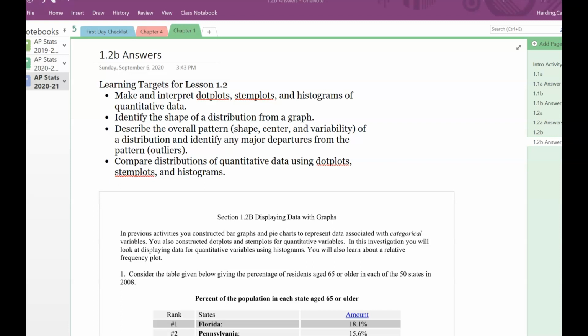The next two together, we're going to identify the shape of a distribution and describe the overall pattern. Remember, shape, outliers, center, variability, and always including context when you're describing a distribution. And then in the previous video, we compared distributions of quantitative data with dot plots, stem plots, and histograms. So today we're going to focus a little bit more on histograms.